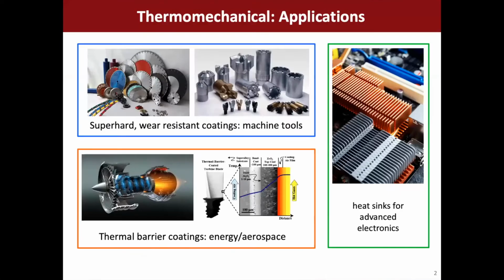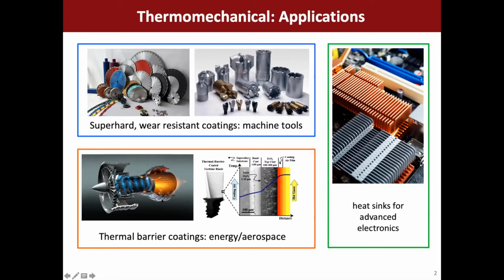why are we interested in things like thermal and mechanical properties of materials? So what kind of applications are these types of properties important for? So in the top left here, you can see these are the applications where we have specific mechanical properties, especially things like super hard materials and wear resistant coatings. So these tend to be used in machine tools. So things like cutting blades, drill bits, various other tools for machining materials.